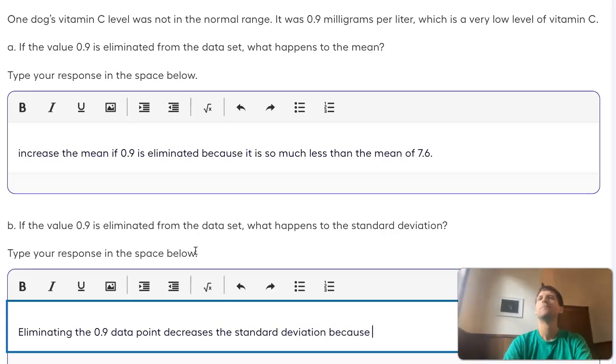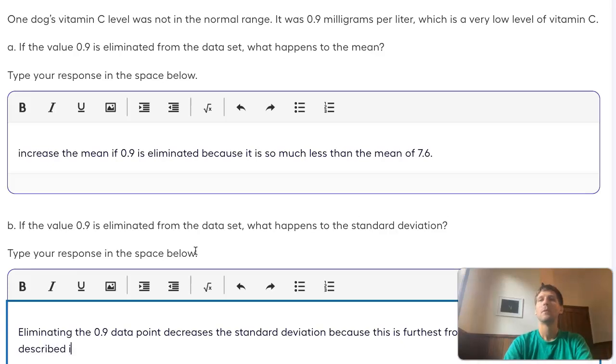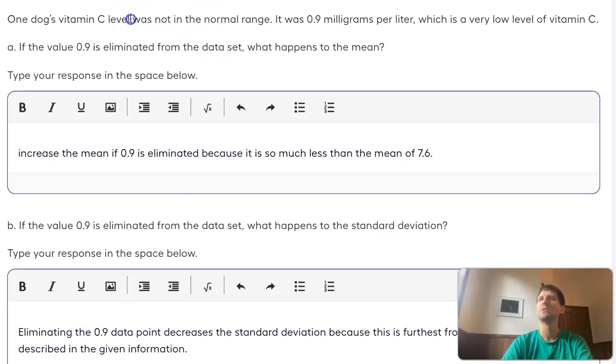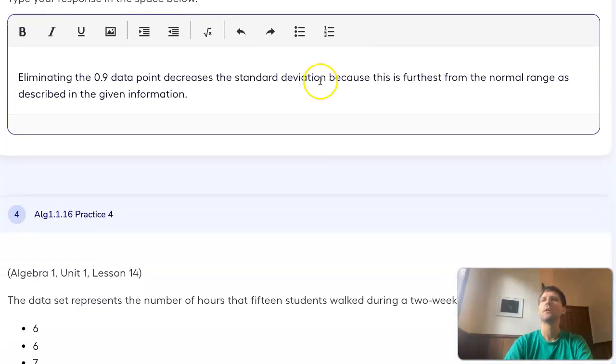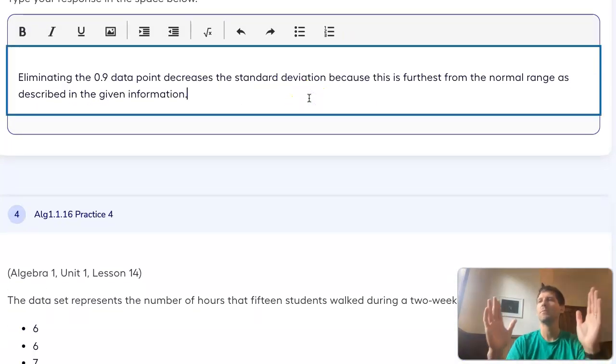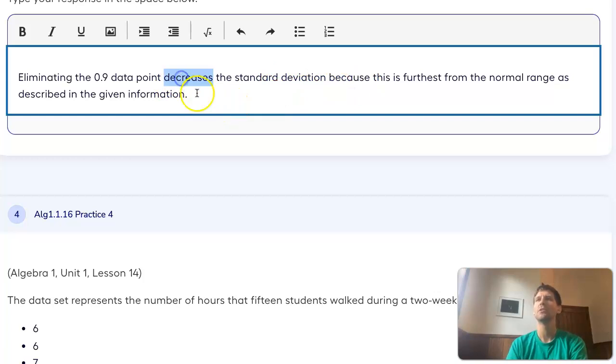because this is furthest from the normal range as described in the given information, right? It says it was not in the normal range. So when you remove things not in the normal range, whether they be outliers, the variability is less, right? We've removed something that's far out, so the standard deviation would decrease.